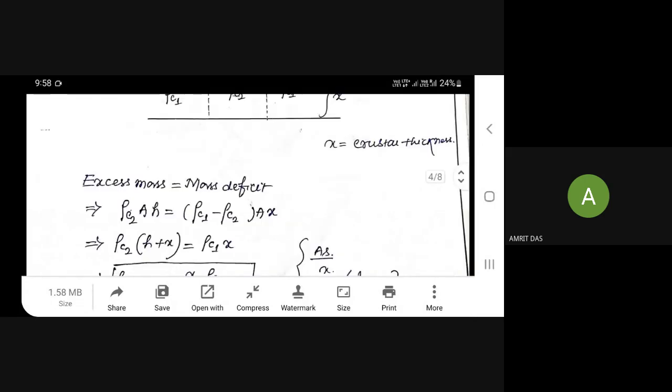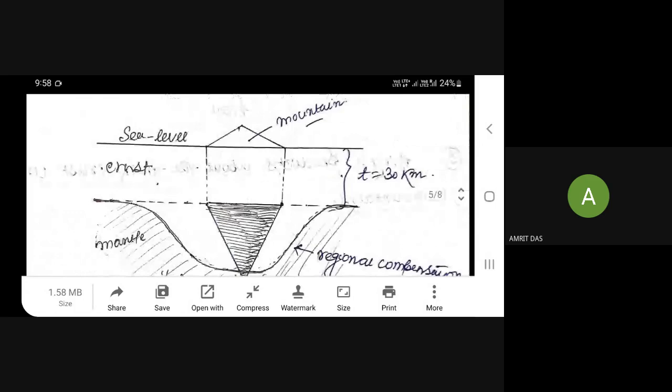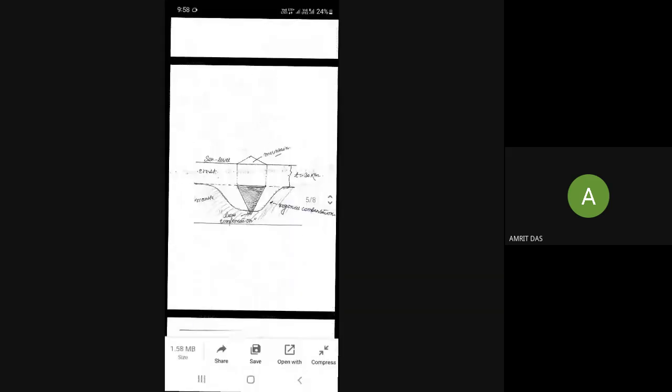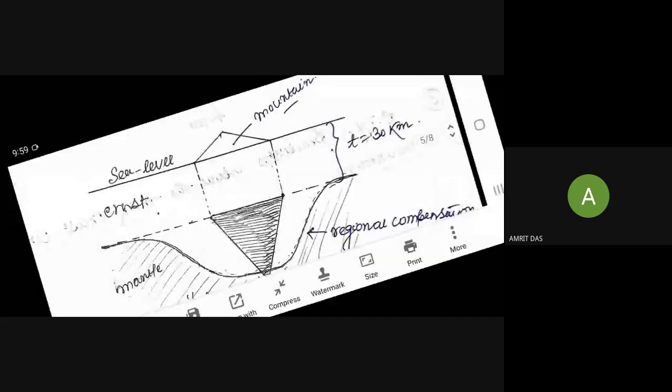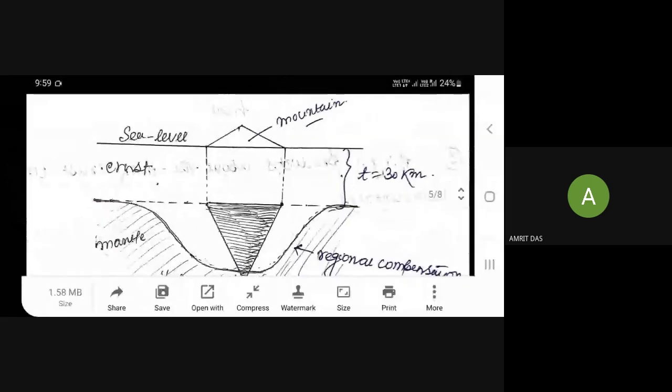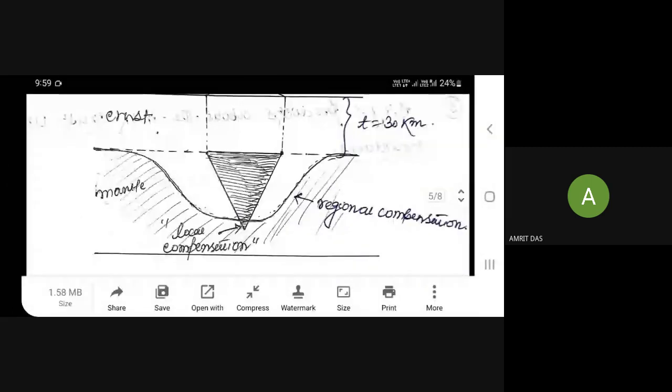And the third model is the Vening Meinesz regional model. So this model basically tells about the bending of your earth surface.